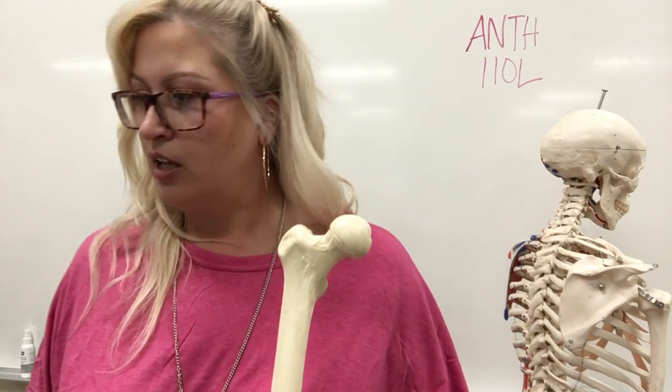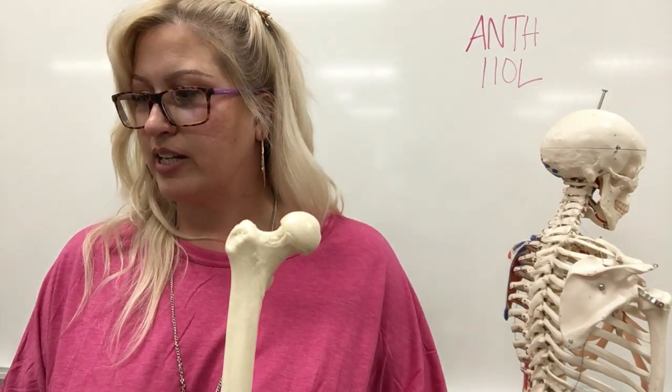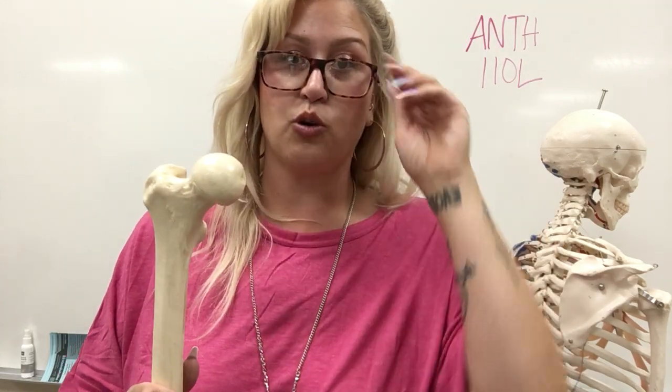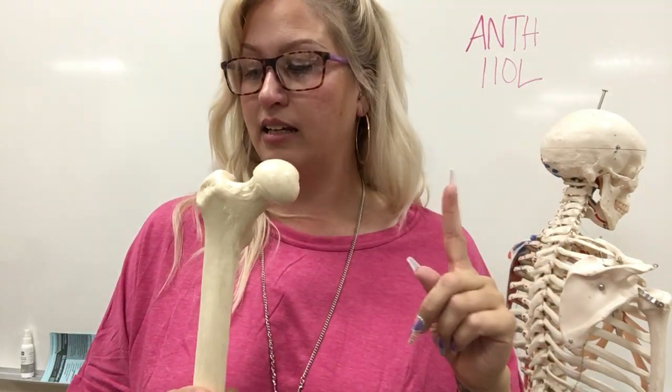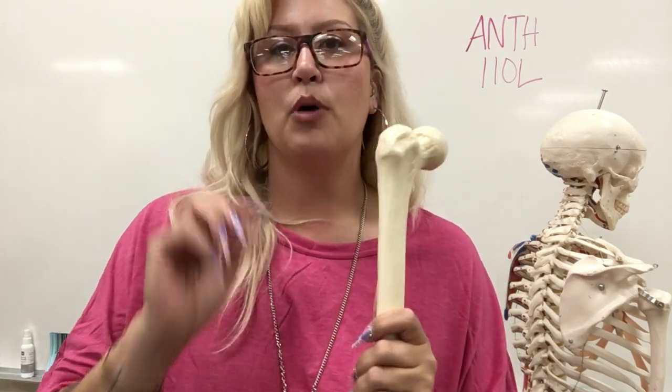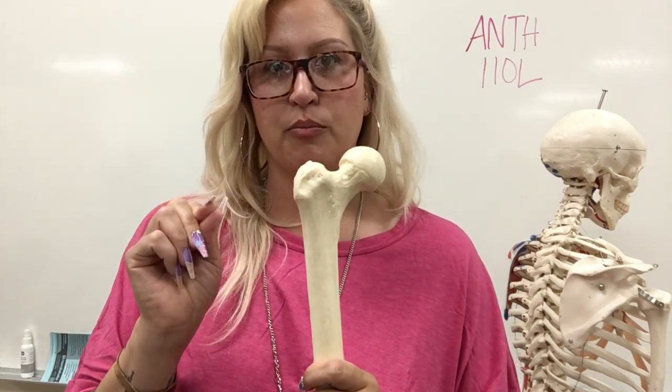Let's go through them. So the 4 features that I want you to know: femoral head, once again, the area that kind of looks like a head, femoral head, angling in towards the body. That's going to be helpful in siding. And then the greater trochanter. So if you're looking at the posterior part of the bone, you will see the greater trochanter.